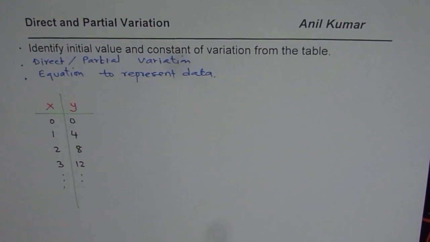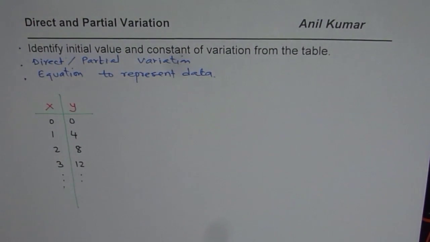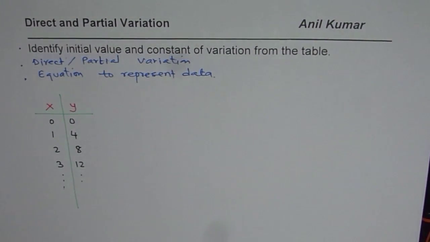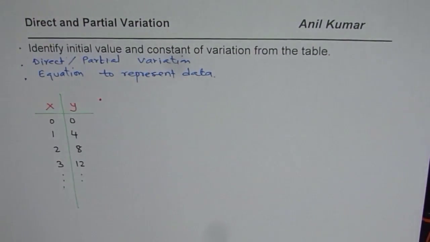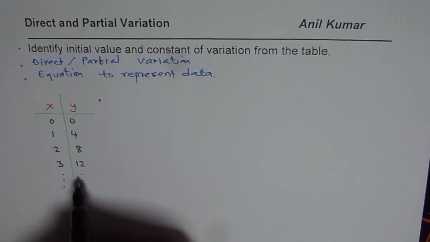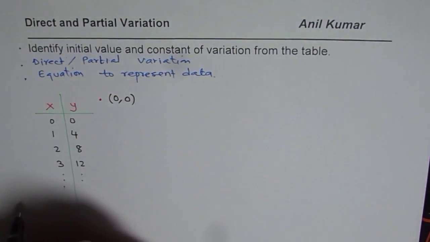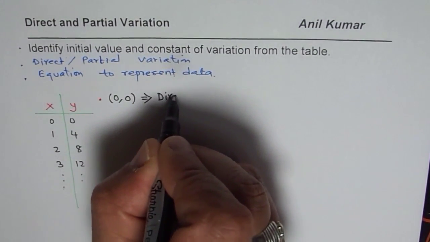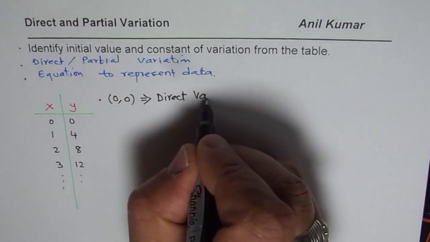Now, can you tell me whether this data represents direct or partial variation? Since we have 0, 0, it is direct variation, right? So the first question to answer here is whether it is direct or partial. We find that the coordinate 0, 0 is in the table, and that means it is direct variation, right? So that is direct variation.